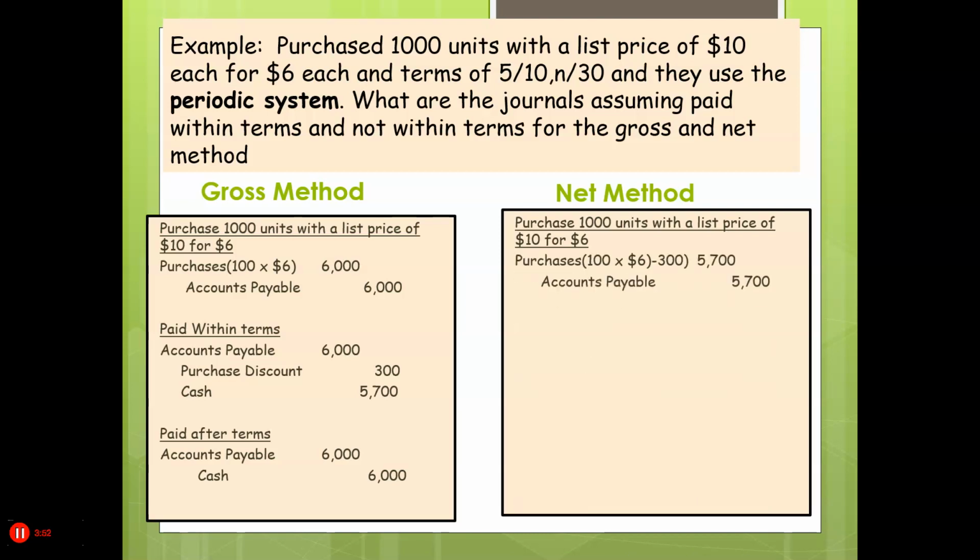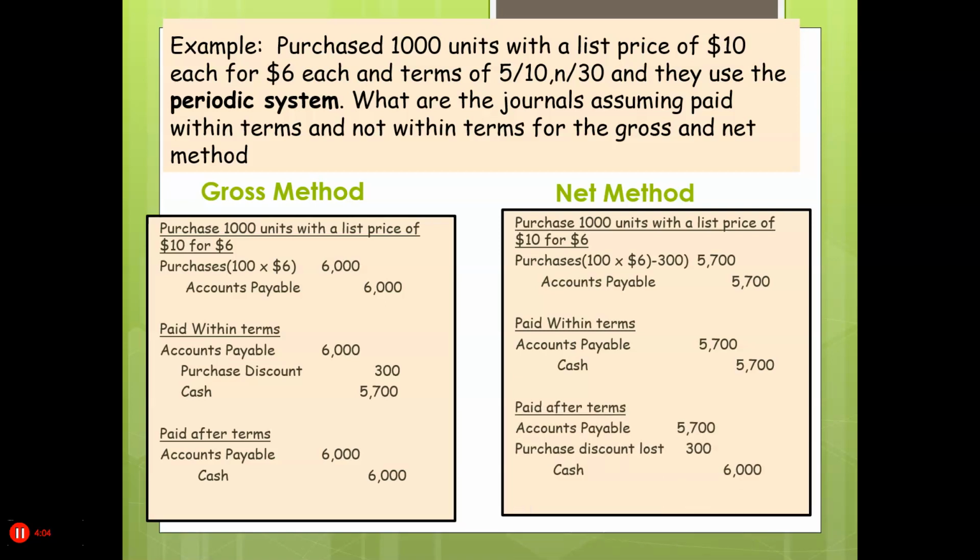What about the net method? Well, purchases would be adjusted for the early payment percentage, and if we paid within terms, that's how much cash we would have to pay. If we didn't, we'd have to pay the whole $6,000, and we'd have again that account called purchase discount loss, which can be part of other, like interest, or included in cost of goods sold. But remember, it's not included in inventory cost.